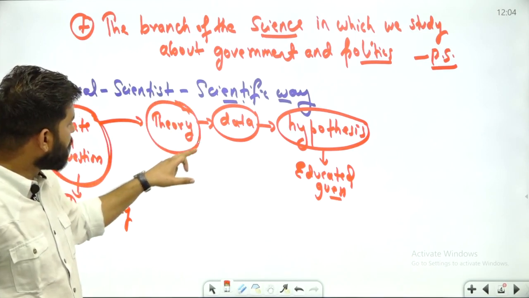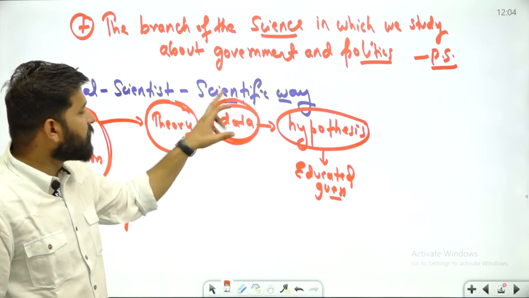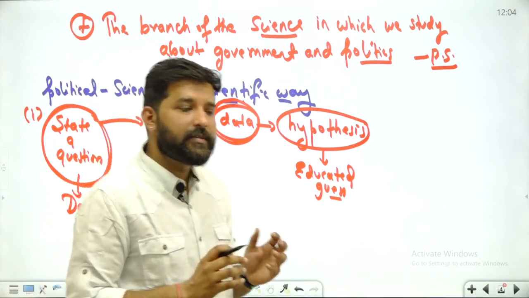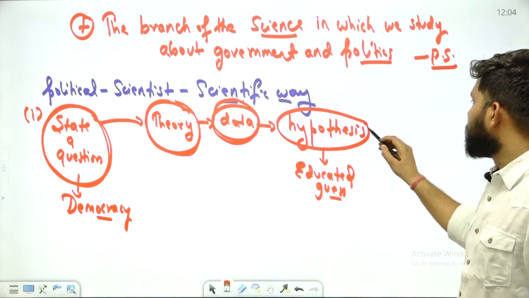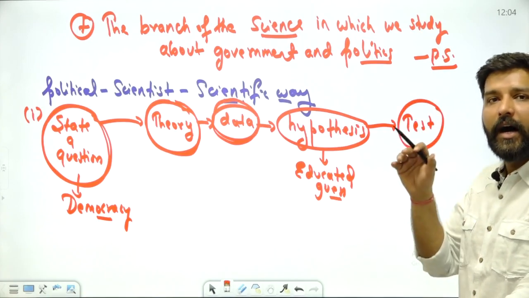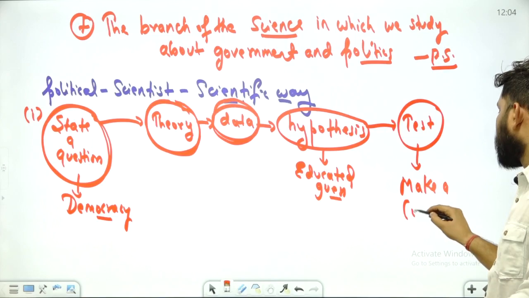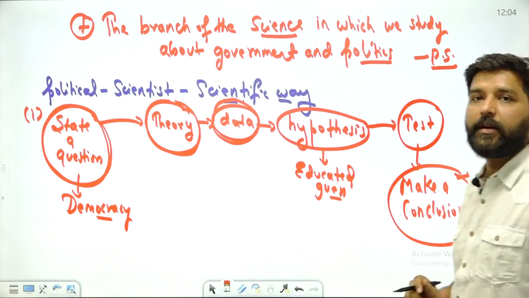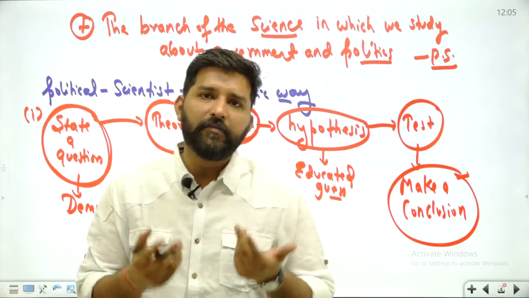The political scientists will develop a theory regarding democracy, and they will collect some data as well for the implementation of democracy. After data, they will form a hypothesis, that is an educated guess, that can we implement democracy in that particular area. After this hypothesis, there is the test which is conducted, that is implementation of democracy in a particular area. And after the implementation, we will get the results, and these results will make a conclusion for us. What conclusion can be derived from it? That whether democracy is positive, whether democracy becomes negative, or it is the best form of government, or it is the worst form of government.